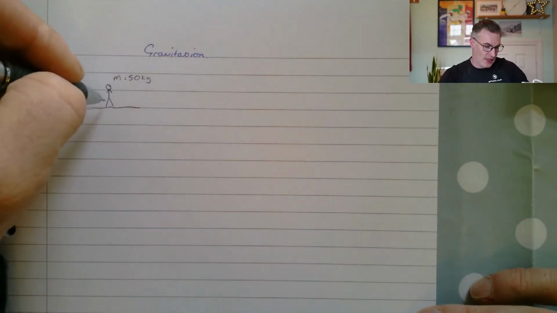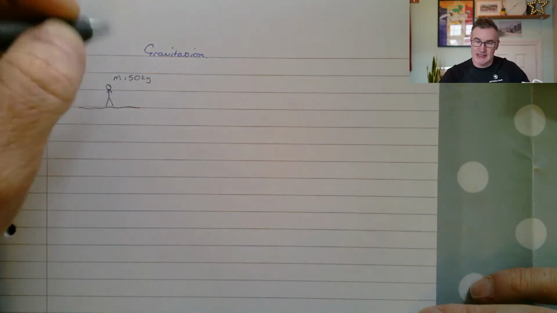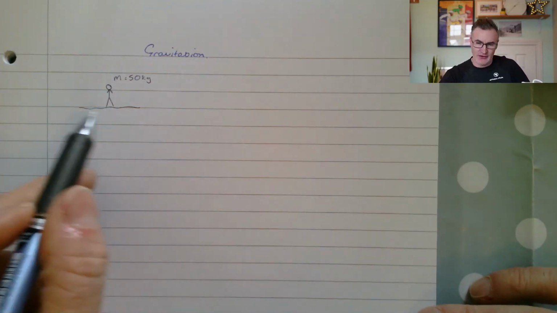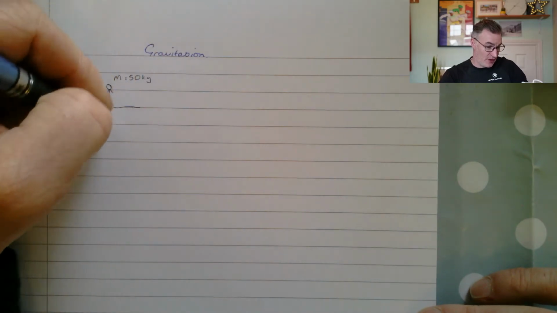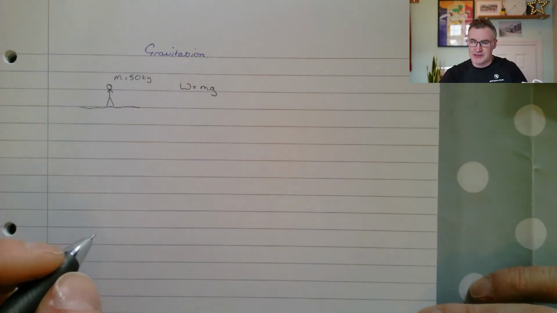Then what would happen is, because your mass is interacting with the gravitational field of Earth, the Earth would be applying a force to you, and that force could be calculated with the formula W equals mg. Obviously 50 times 9.8 would give us 490 newtons.